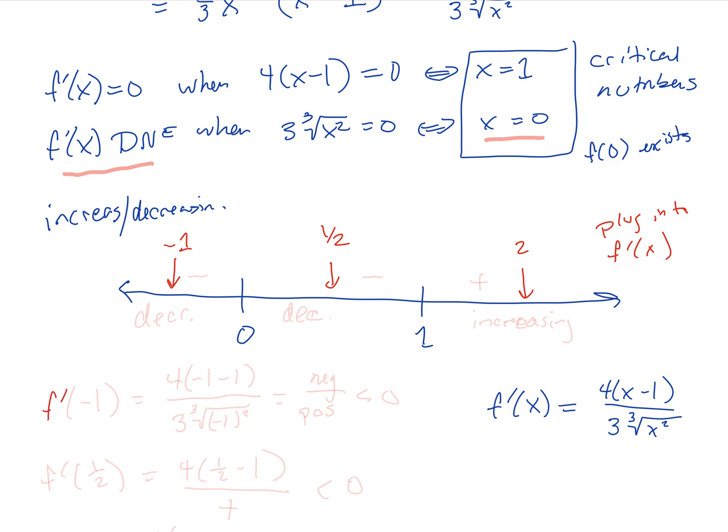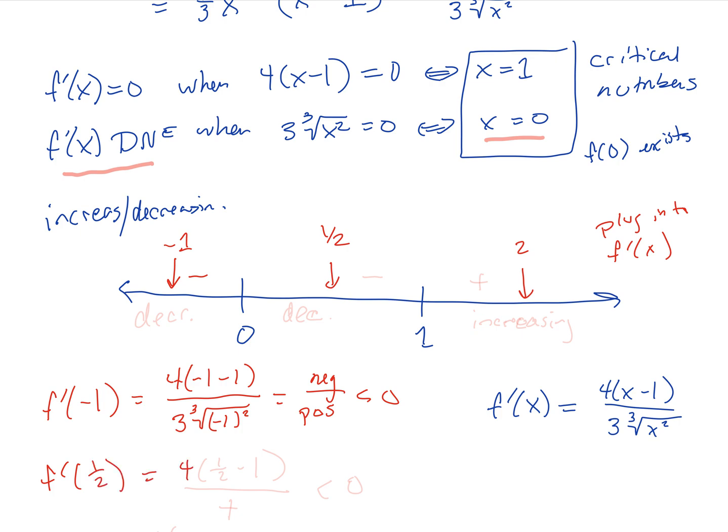So plugging in f prime of -1, that's 4 times -1 minus 1 divided by 3 times the cube root of -1 squared. Notice then that the numerator is going to be a negative number and the denominator is going to be a positive number, -1 squared. And so this whole thing is going to be less than 0. Again, I could calculate an exact value, but I don't need to. I just care about whether the derivative is positive or negative.